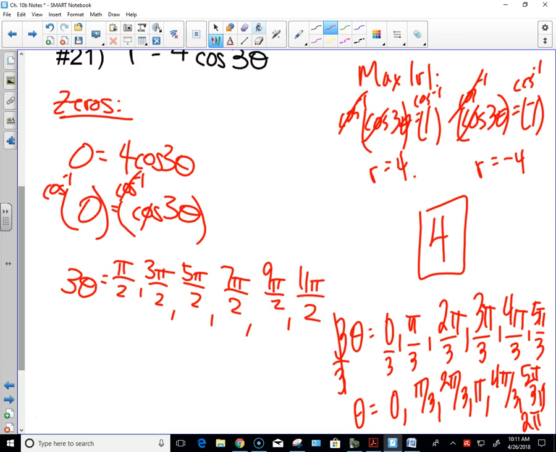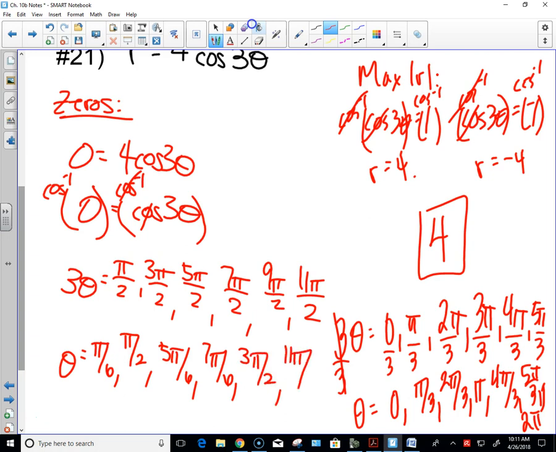And some of you already figured out when I divide by 3, don't I get sixths, right? So doesn't pi over 6 fit? Yep. Doesn't 3 pi over 6 fit? Oh, that's pi over 2, right? Doesn't 5 pi over 6 fit? And 7 pi over 6? And 3 pi over 2 when it's reduced, and 11 pi over 6?